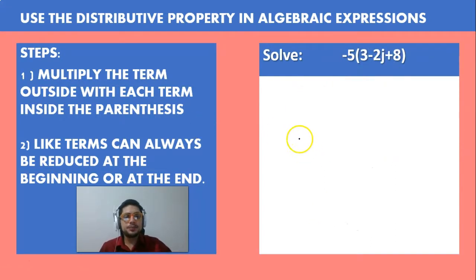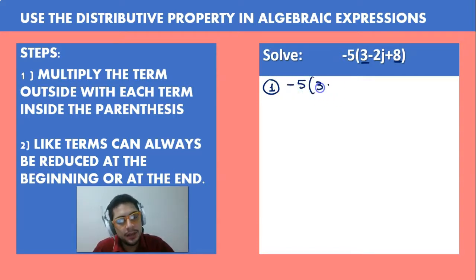Now, in this other case, we have minus 5 multiplied by 3 minus 2j plus 8. So again, guys, we can do two things. So we know that here we have two numbers, so 3 and 8. So one thing that you can do, and the first method we're going to be seeing, is that you can actually reduce them first, right? So minus 5 multiplied by 3 minus 2j plus 8.